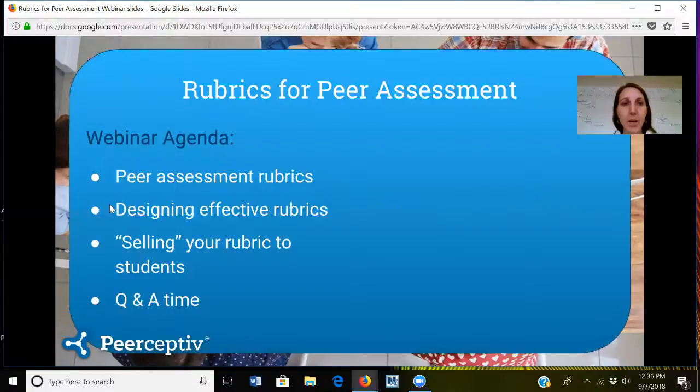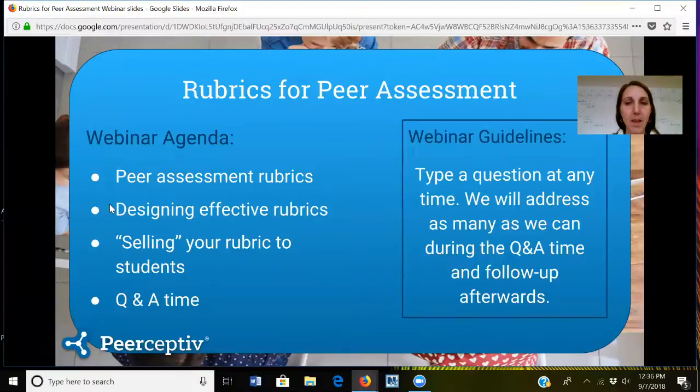So today we will talk about peer assessment rubrics, how to design effective rubrics, selling your rubric to students, and we'll end with a time for questions and answers. If you have a question at any time, you can type it in the chat feature. We'll address as many as we can during the question and answer time, and then follow up afterwards.